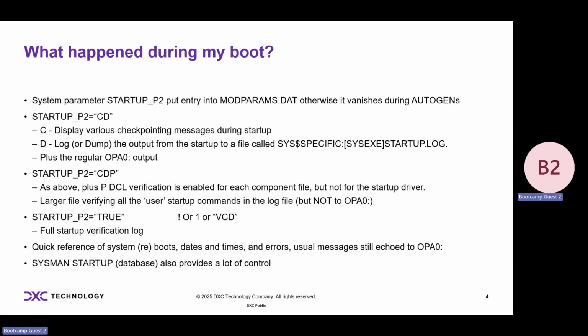If you want a bit more information, this actually switches on verification, not during STARTUP.COM, but during SYSTARTUP_VMS.COM and all the SYS$ stuff that you would edit yourself. So you can actually find out what command went wrong when you get that error message. If you want everything and you want a huge log file, then just set it to true or 1 or VCD. They're all the same. It'll put all the information in there for you, and it will literally verify everything from STARTUP.COM all the way through.